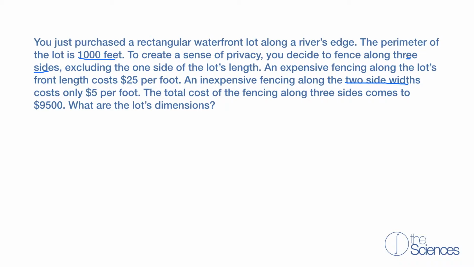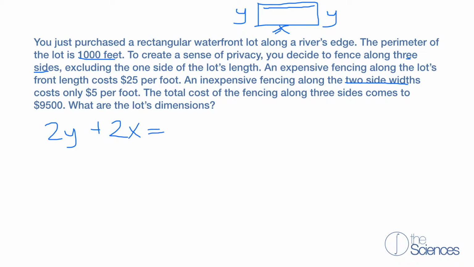So the lot's perimeter is, if this was our lot, we have a width of y, and a length of x. And we're going to call this our river. So our perimeter is 2y plus 2x equals 1,000 feet.